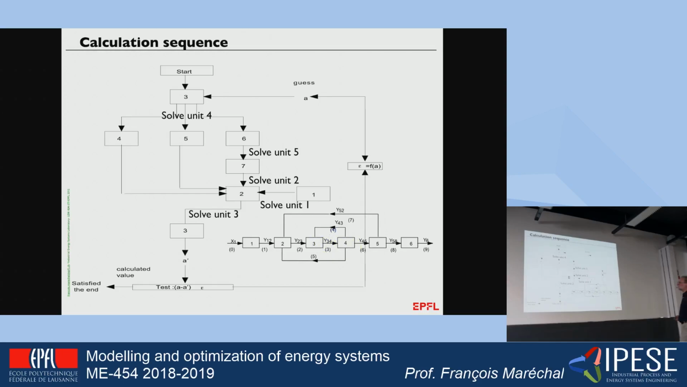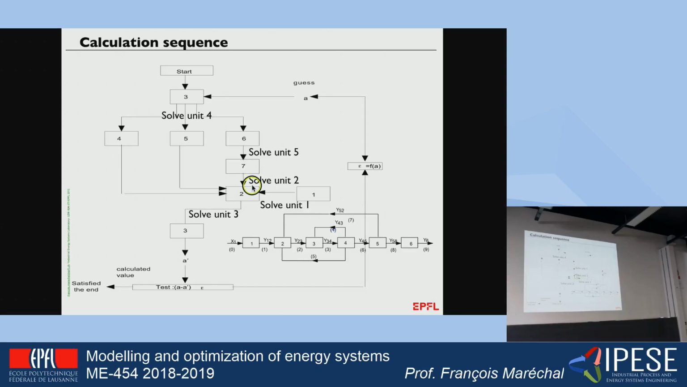And once I have done this, now I have a new value for stream 3. I'm going to loop. So I have now the 3 that is known here. I will make the loop, test if the guess was correct. If not, give a new value and resolve the sequence.